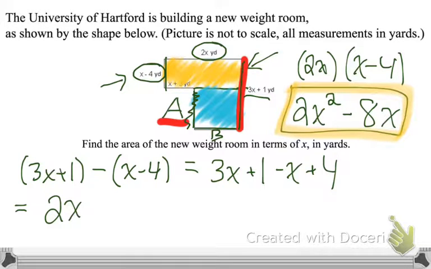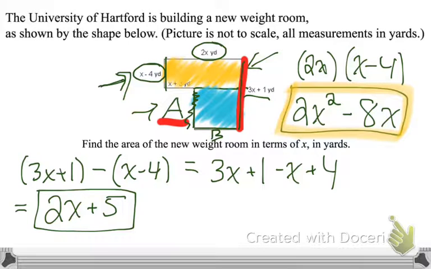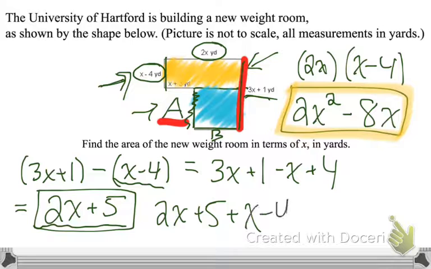2x plus 5. Now, I could always verify that because we know that side A plus this side over here equals 3x plus 1. And if you do add them, 2x plus 5 plus x minus 4. Well, 2x plus 5 plus x minus 4 does indeed lead you back to 3x plus 1. So that is the measurement of A.